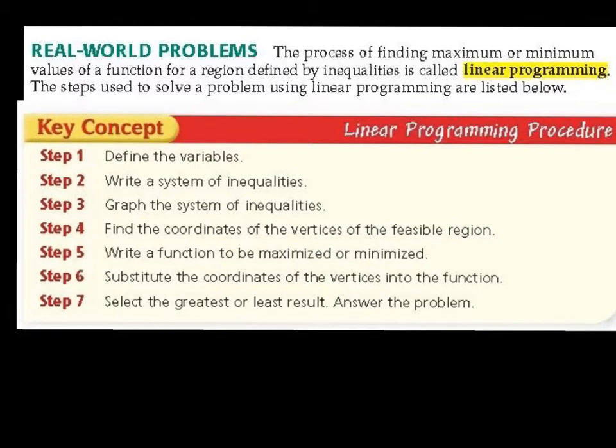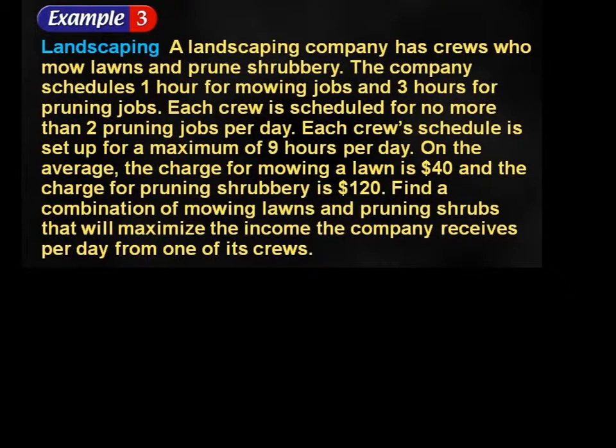Linear programming can be used to solve many types of real-world problems. These problems have certain restrictions placed on the variables, and some of the functions of the variable must be maximized or minimized. A landscaping company has crews who mow lawns and prune shrubbery. The company schedules 1 hour for mowing jobs and 3 hours for pruning jobs. Each crew is scheduled for no more than 2 pruning jobs per day. Each crew's schedule is set up for a maximum of 9 hours per day.